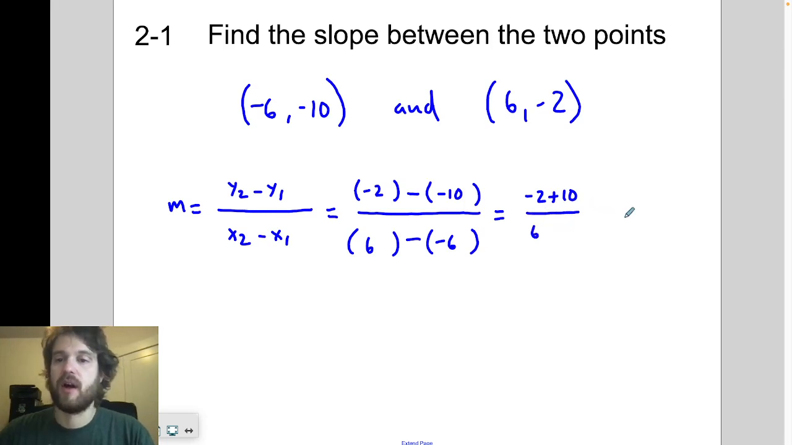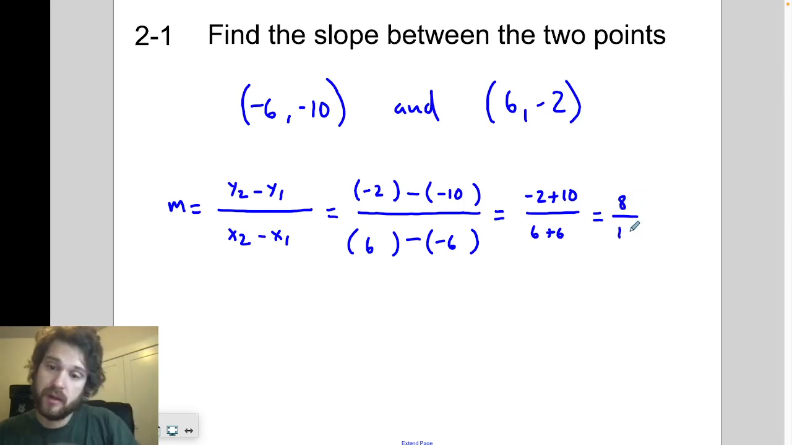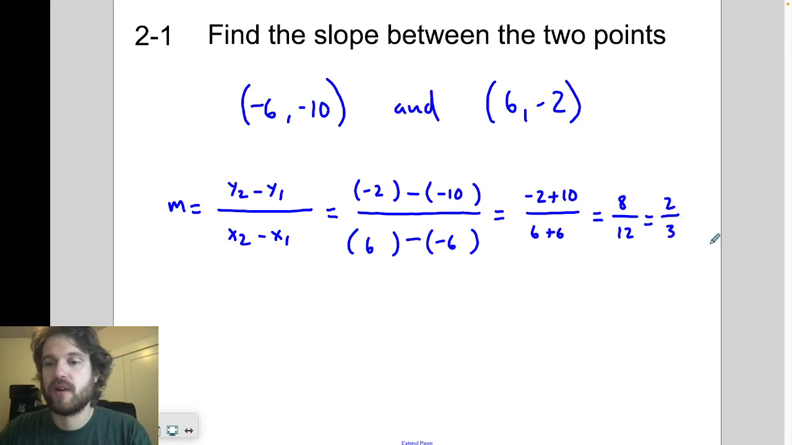So our final ratio here for our slope, our rise over our run, is equal to -2 plus 10 is 8, and 6 plus 6 is 12. Both 8 and 12 are divisible by 4. 4 goes into 8 twice, 4 goes into 12 3 times. So your final slope of this line is 2/3.